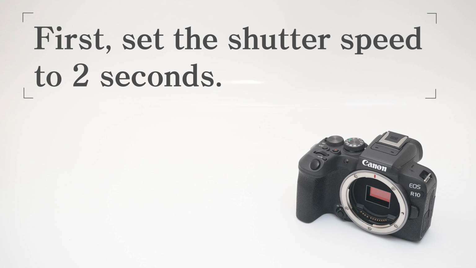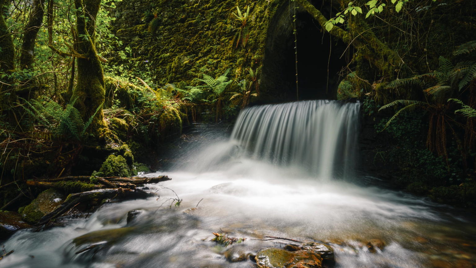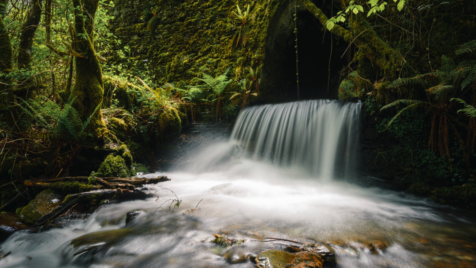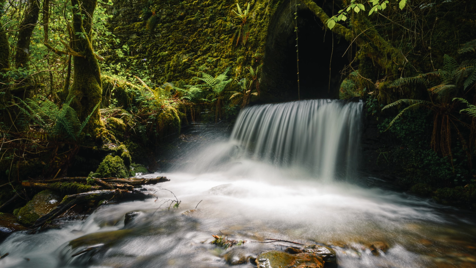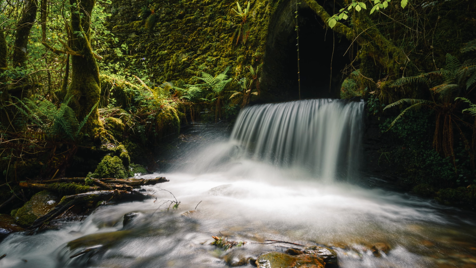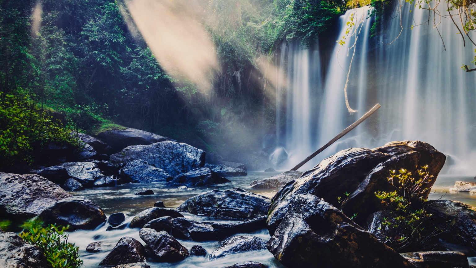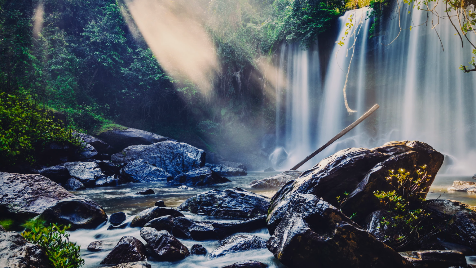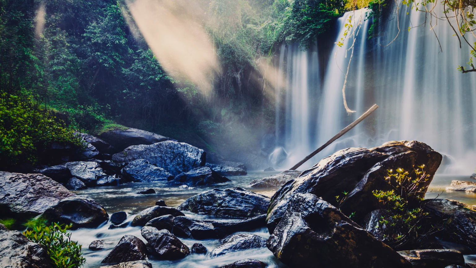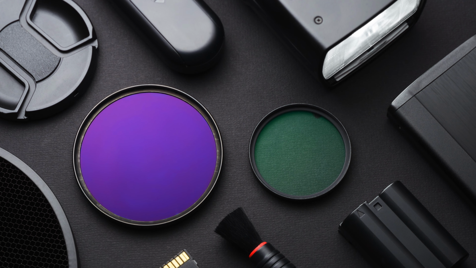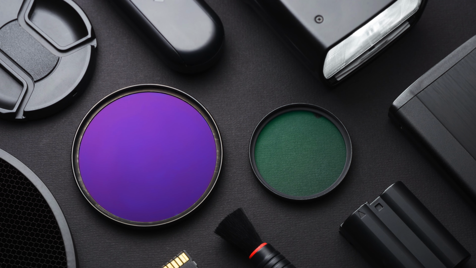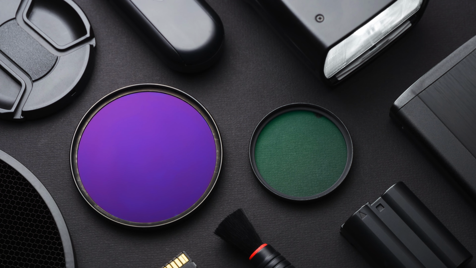First, set the shutter speed to 2 seconds. The key to capturing a soft, smooth shot of waterfall water is to set the shutter speed to around 2 seconds. This will make the water flow look like silk, creating a dreamy atmosphere. If you use a variable ND filter, you can achieve the correct exposure even at 2 seconds.